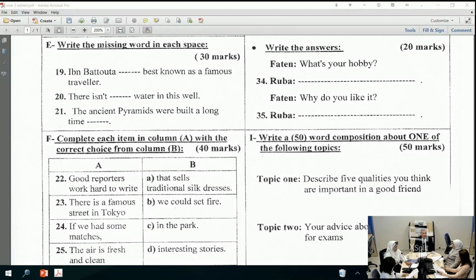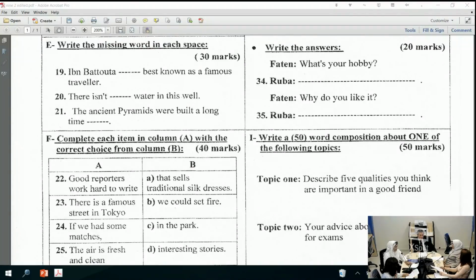Thank you. The last question, 50 marks, is about composition. Are we going to see one or two compositions and choose one of them? The student is going to choose one of two topics, only one. So it is easier for the student. He's not restricted to one topic. And he is going to write about 50 words about one of the following topics.